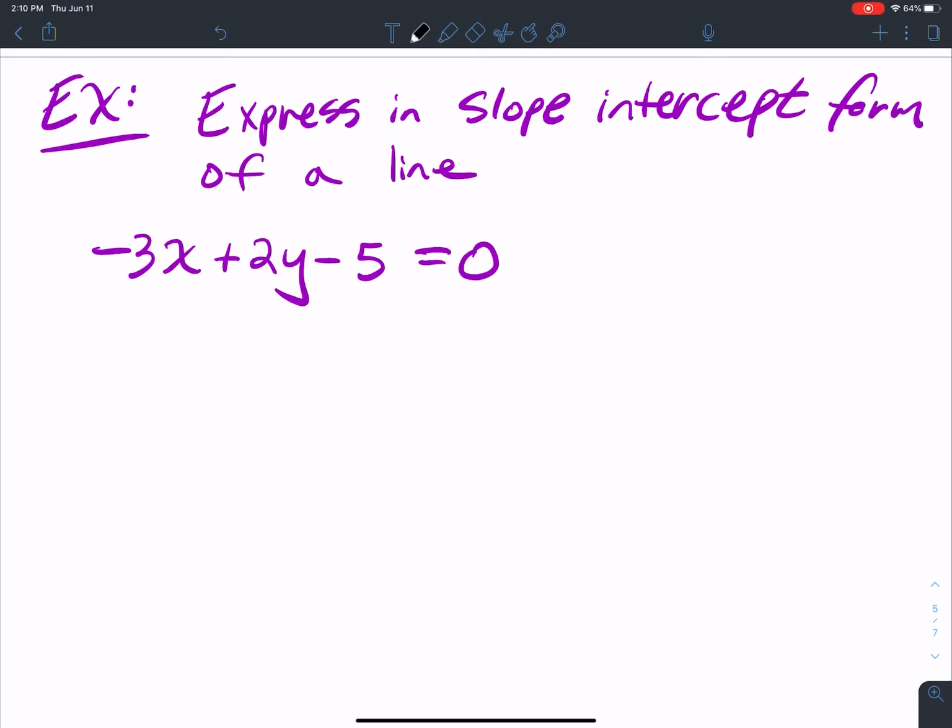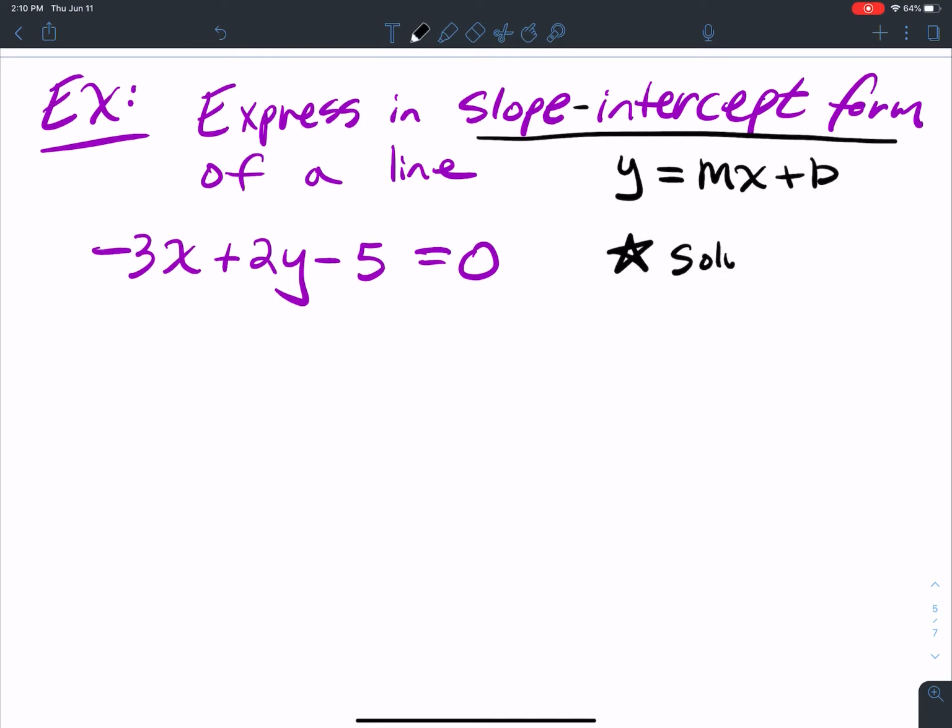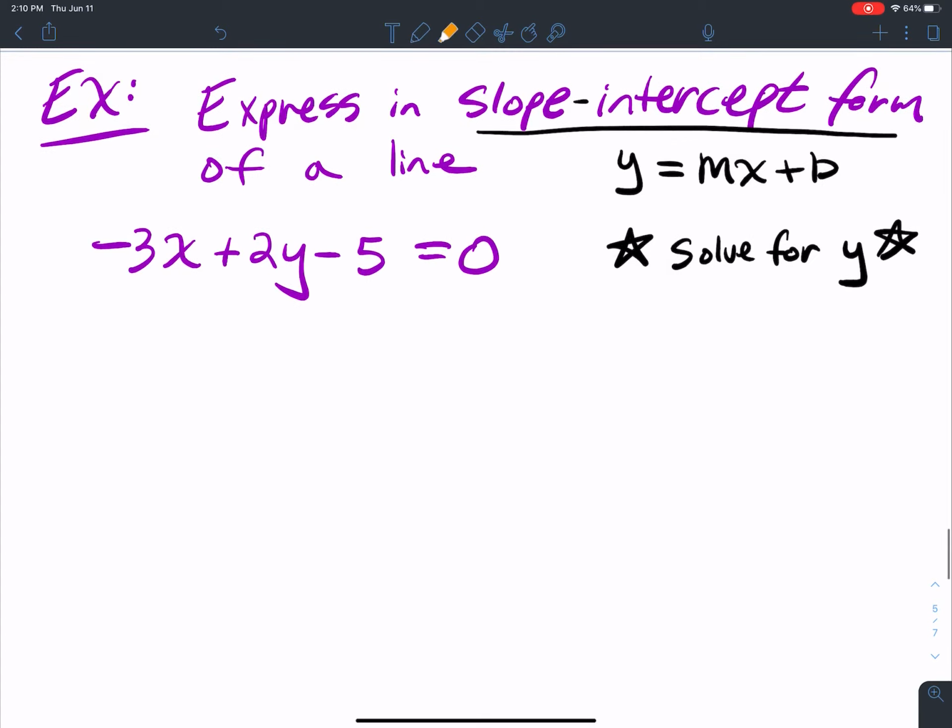So here we're going to express a slope-intercept form of a line. Slope-intercept form is y equals mx plus b. Okay, so in order to do these types of problems, here's what you need to know. You need to solve for y, and that's it. If you solve for y, isolate y, get it by itself, then you got it in slope-intercept form.